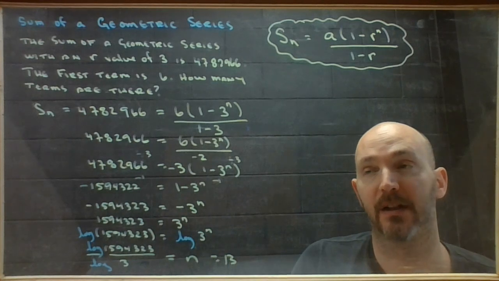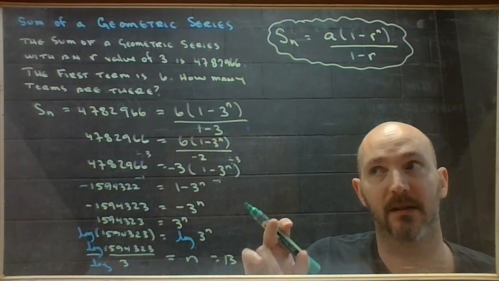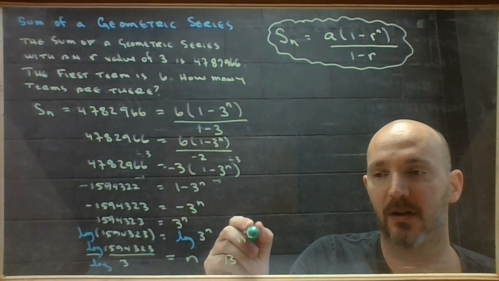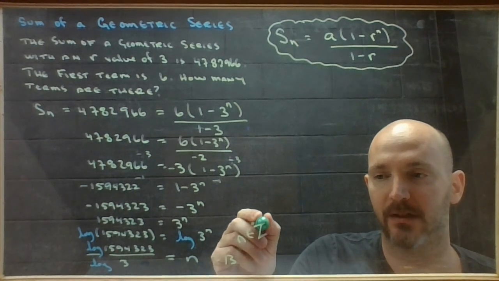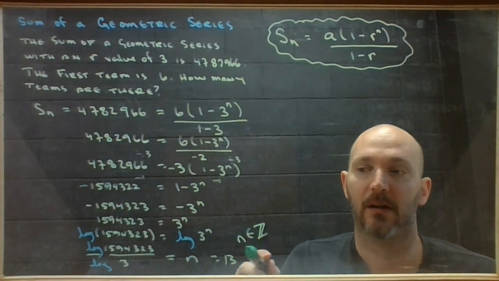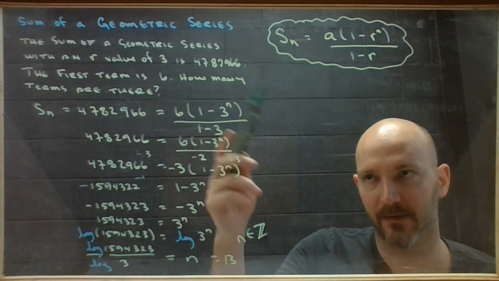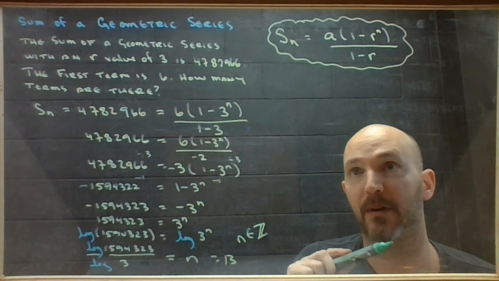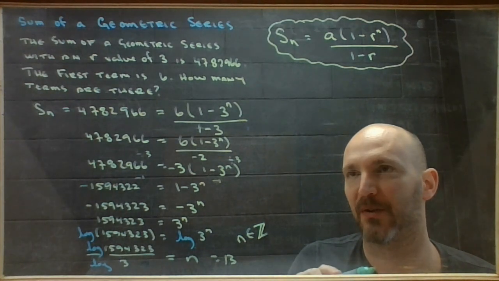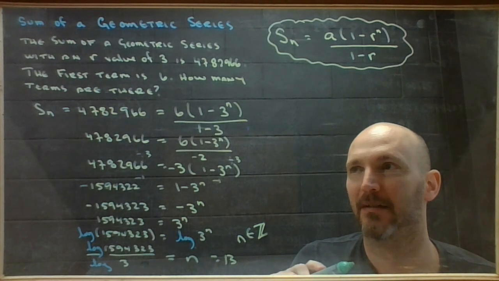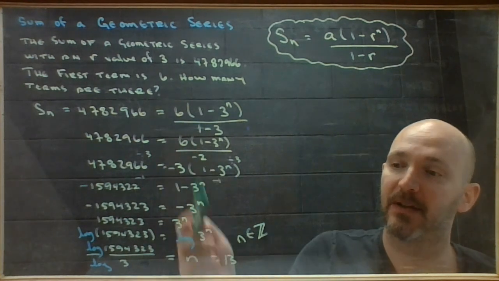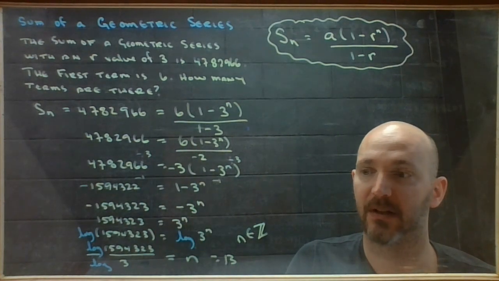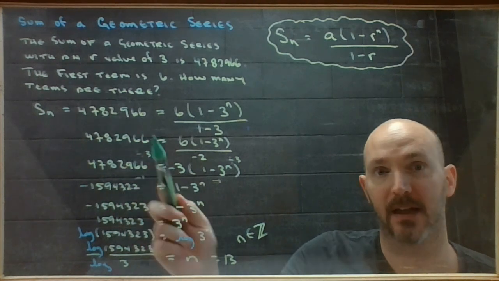Now that's encouraging because n is a counter, right? N belongs to the integers because you can't have half a term. You have to have a full term in your series. So this has to be a nice round number if the question is prepared correctly. So how many terms are there? There have to be 13 terms in this particular series in order for them to add up to that quickly.